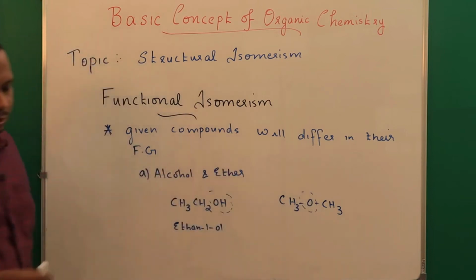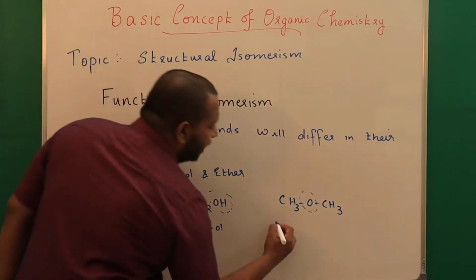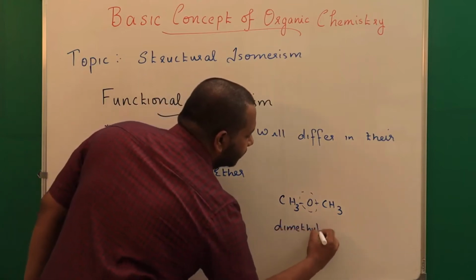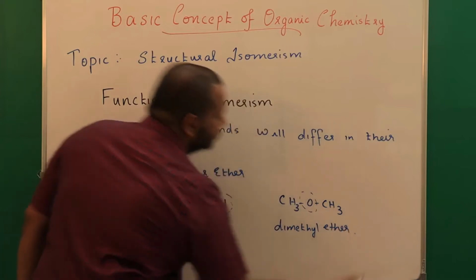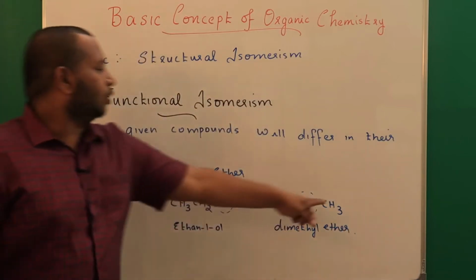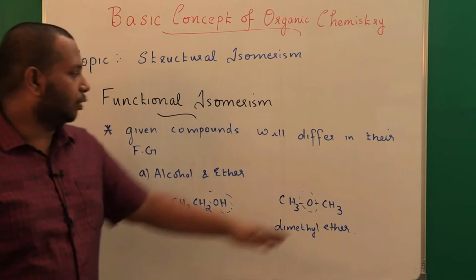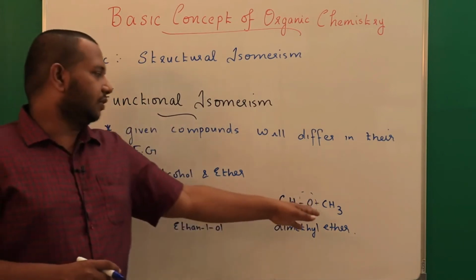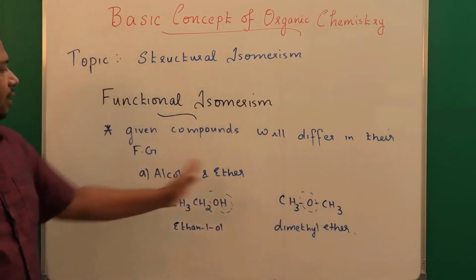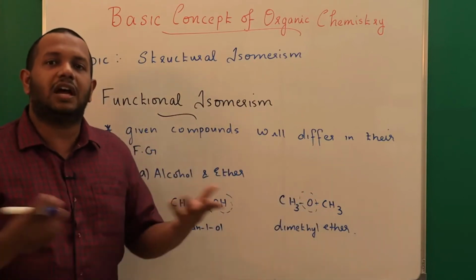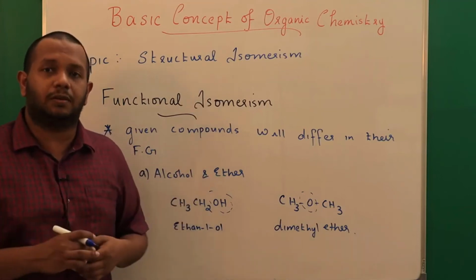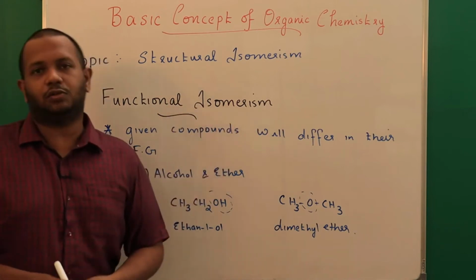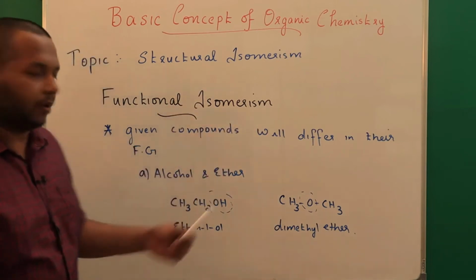So what is the name of this compound? We can say its common name is dimethyl ether, correct? Or we can say methoxymethane, that is the IUPAC name. Methoxy, we know, we use alkoxy as the naming for ethers. So we can say methoxymethane. So if they ask in the exam what sort of isomerism alcohols and ethers exhibit, I can say alcohols and ethers will exhibit functional isomerism. So similarly, we will see more examples.